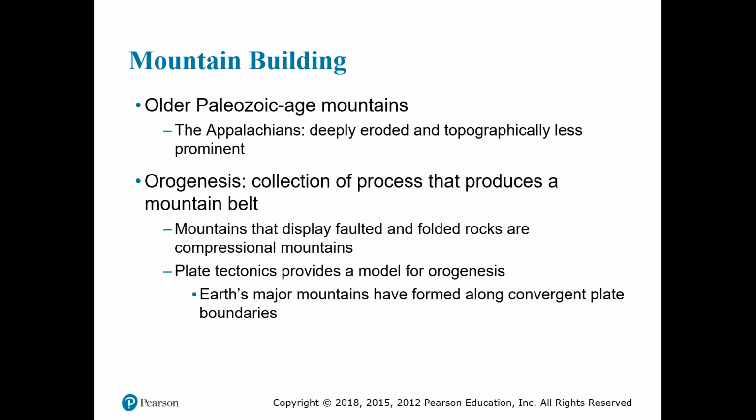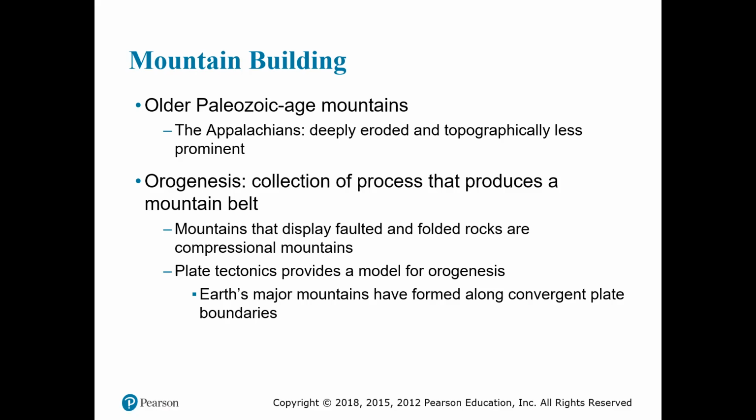The process of building a mountain belt is called orogenesis. Oro is the root word for mountain, and genesis is to begin or to produce. So orogenesis is the collection of processes that produce a mountain belt. Most major mountain belts display evidence of compressional forces that shorten the crust horizontally while thickening it vertically.